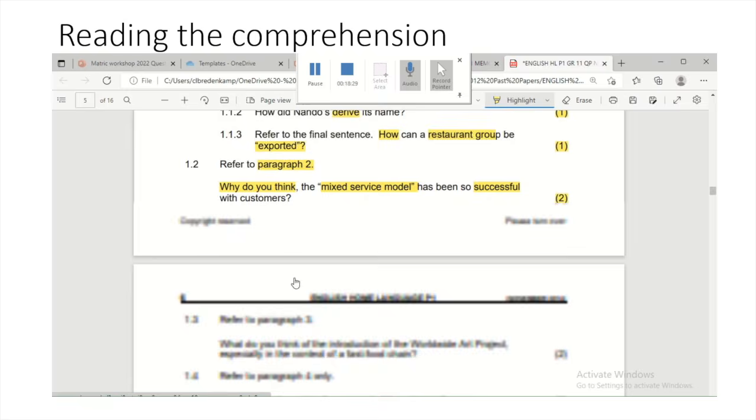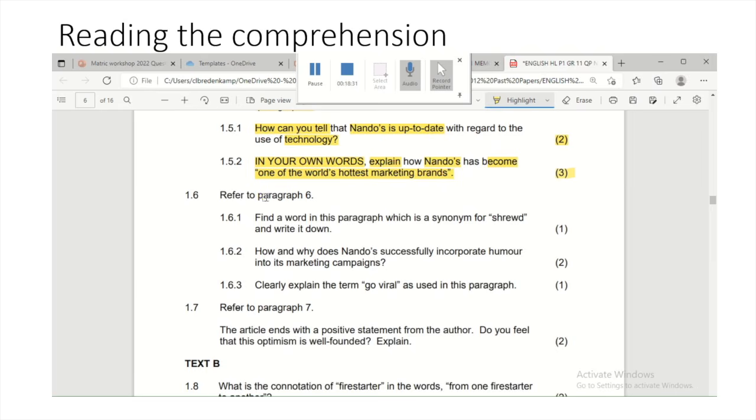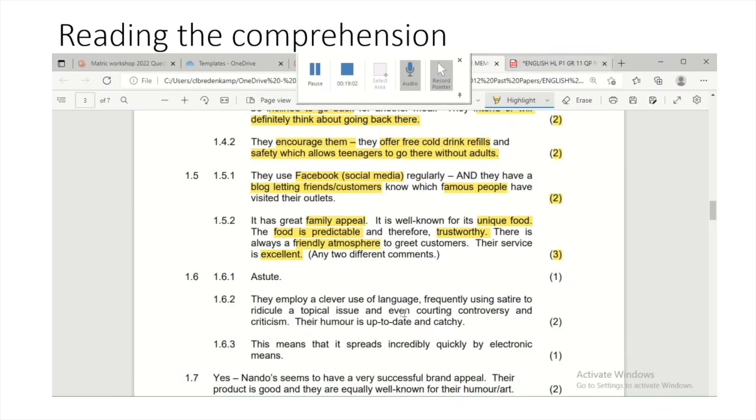Then 1.6, refer to paragraph 6. Find a word in the paragraph which is a synonym for shrewd and write it down. Okay, so you had to look in this paragraph, very important. What is a synonym? A word that can be interchangeable, meaning the same thing, for shrewd. Okay, and write it down for 1 mark. So grade 11s, what does shrewd mean? It means clever. It means, actually, we will get the word over here. It means astute. It means to be clever and witty, to think things out. Okay, so over here we have astute.